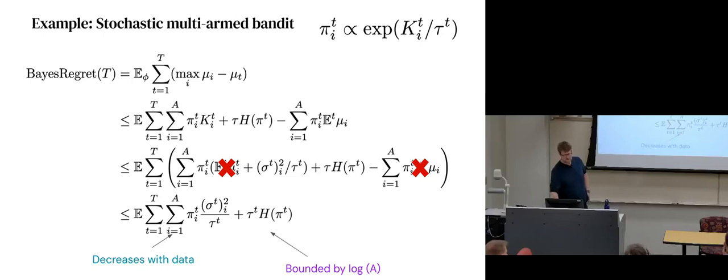one of which is something like the uncertainty of each arm, which should go down with data. As you collect more data, this goes to 0. And another thing that's bounded by log A, because it's the entropy, and this is a finite-arm stochastic multi-arm bandit. And I have two taus. In the usual case in online learning, I've got one that's 1 over tau plus something that depends on tau.